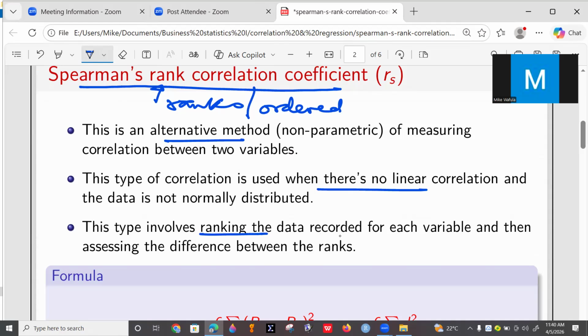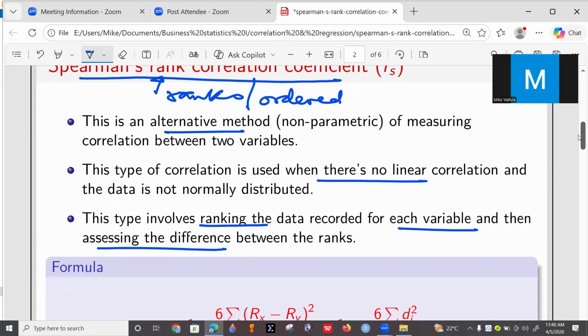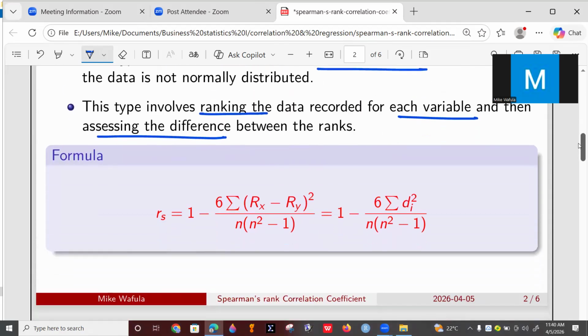It involves ranking. So we rank the data of each variable, and then we assess the difference between the ranks. Having emphasized that in this case the data must be ordered, or in ranks, and by data here I mean that each of those two variables we are interested in assessing the level of association for must have its data put in ranks.